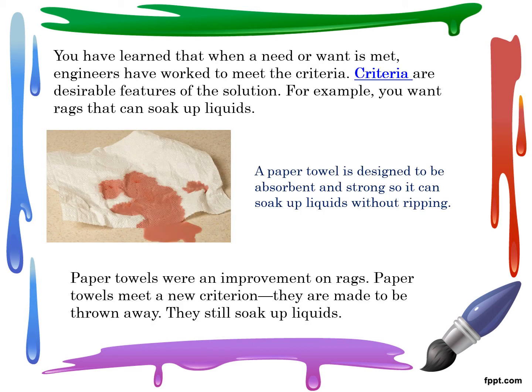You have learned, students, that when a need or want is met, engineers have worked to meet the criteria. And criteria are the desirable features of the solution. For example, you want rags that can soak up liquids. Okay, look at the picture here. It is a paper towel which is designed to be absorbent and strong so it can soak up liquids without ripping. And paper towels, students, were an improvement on rags.